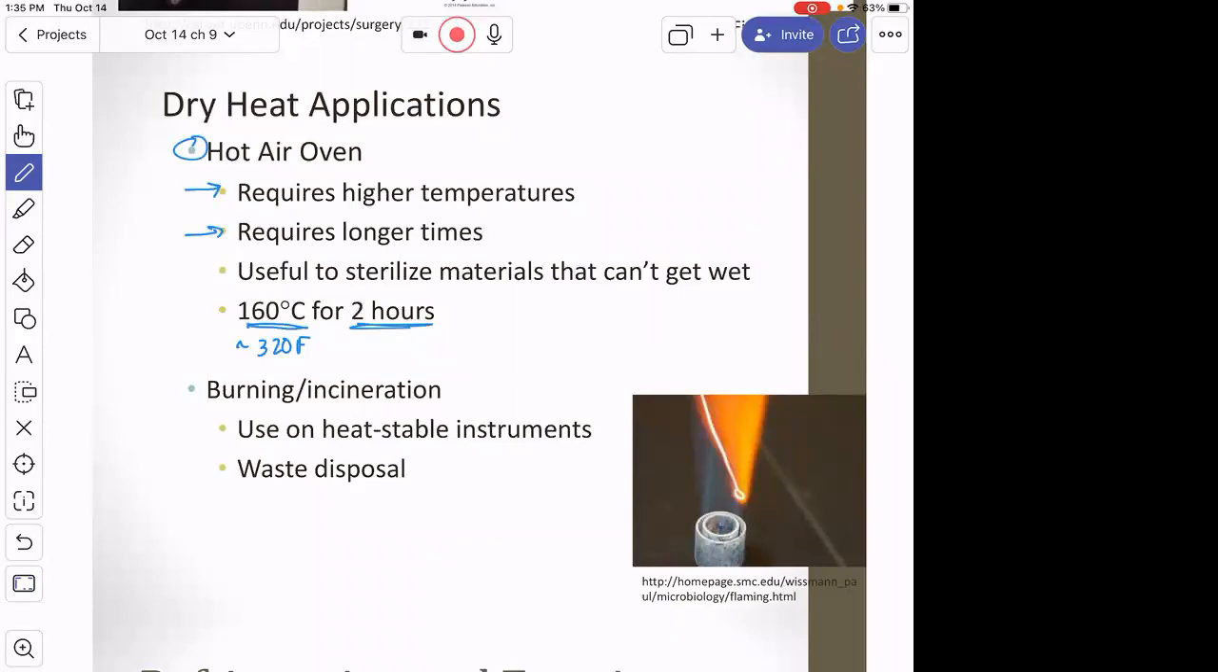Okay, and one very useful application of dry heat is incineration, or burning. We use that all the time to sterilize our loops in microlab. Waste disposal, we'll just burn our biohazardous things, and then we can be sure that it's not going to get anybody else sick.